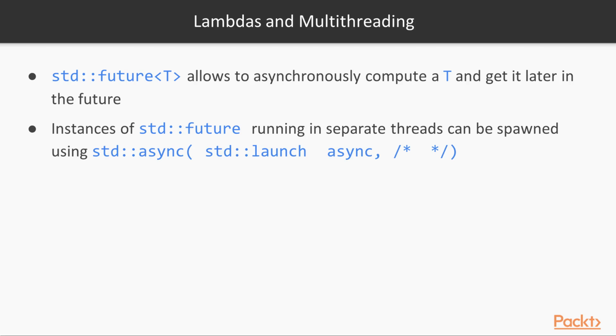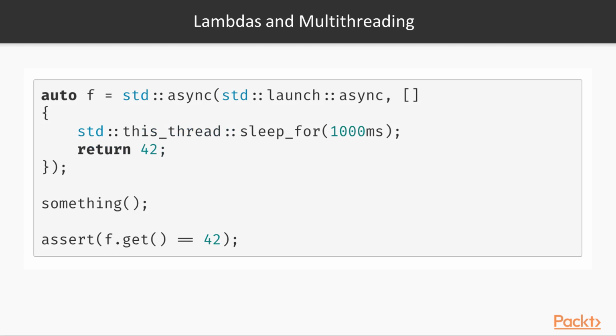Instances of std::future that run in separate threads can be spawned by using std::async, which is another standard library facility. In this case, in order to guarantee that a separate thread will be used, you need to use the std::launch::async policy. Let's take a look at some examples.